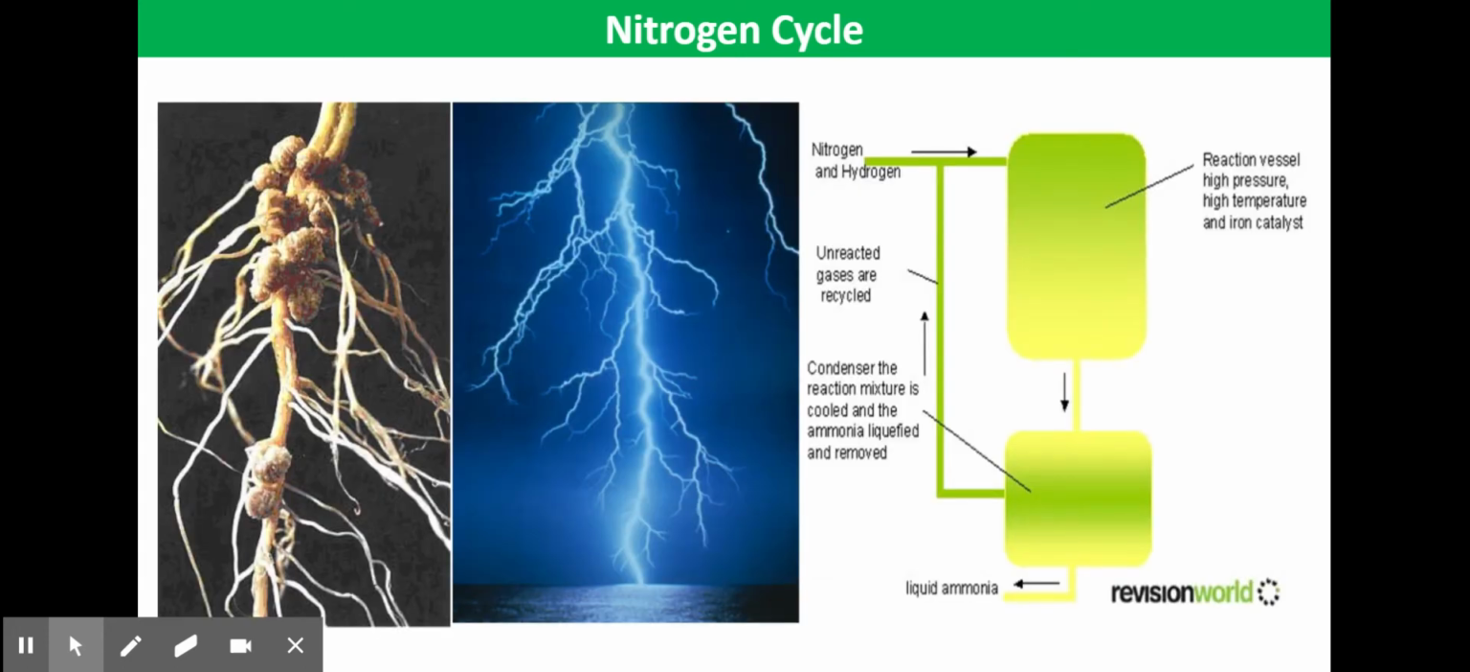Now here we have three different images. What do these three images have in common? The image on the left-hand side is of root nodules with nitrogen-fixing bacteria in. The middle image is of a lightning strike, and the third image is of the Haber process. All three of these images demonstrate examples of nitrogen fixation, where nitrogen in the air is converted into nitrogen compounds, such as nitrates in the soil, that can then be used, for example, by plants.